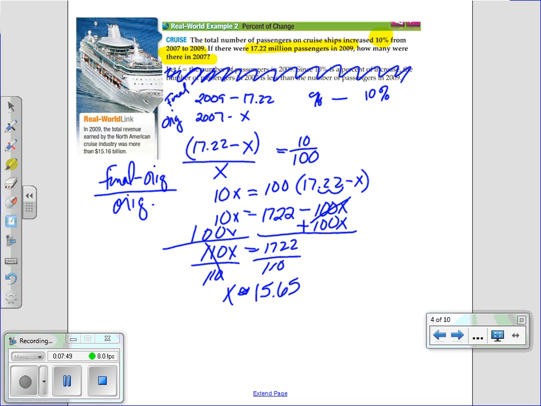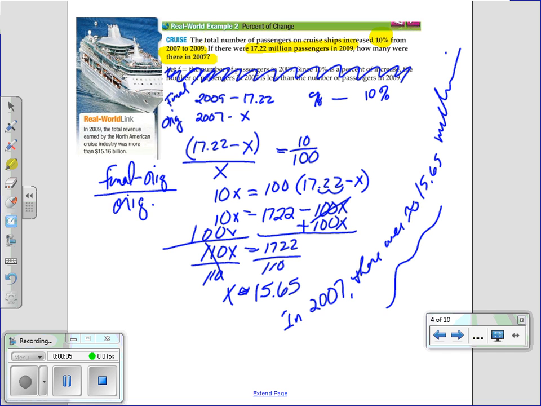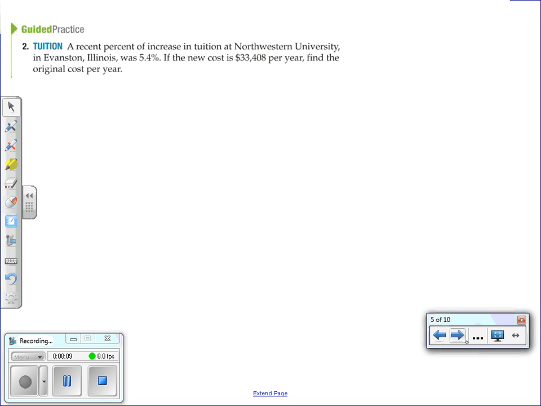The sentence would be, in 2007, there were approximately 15.65 million passengers. Okay? Okay, very good. All right, now you get to try one of those. Here you go. Good luck with that, and catch back up with me.